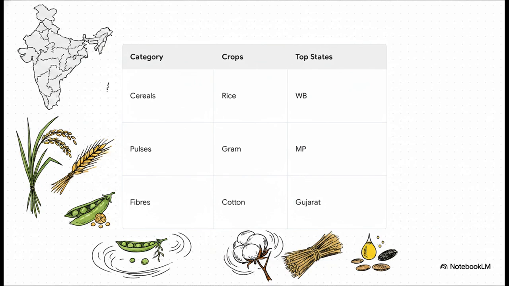But then you have pulses like gram and tur. These are super important legume crops that boost natural soil fertility by fixing nitrogen, all while providing a massive source of protein.